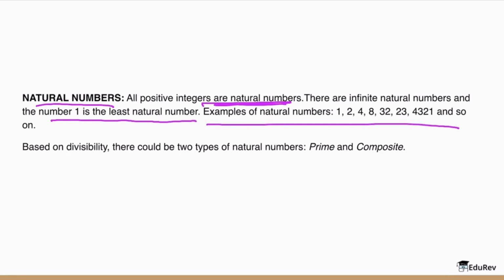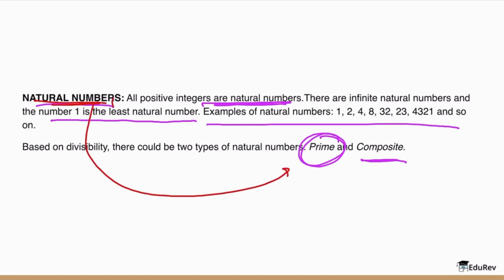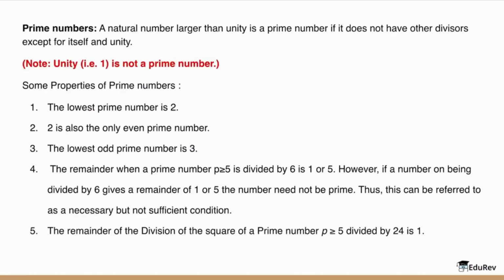Now based on divisibility, there could be two types of natural numbers, okay? The two types of natural numbers can be prime numbers and composite numbers. So there are two types of natural numbers, this you have understood. One is your prime and the other one is your composite number. So let's understand what are prime and what are composite numbers.